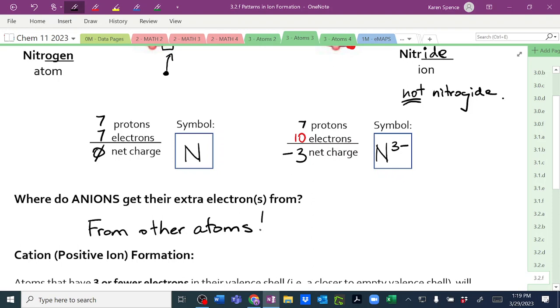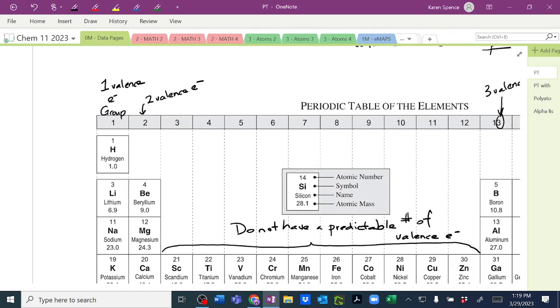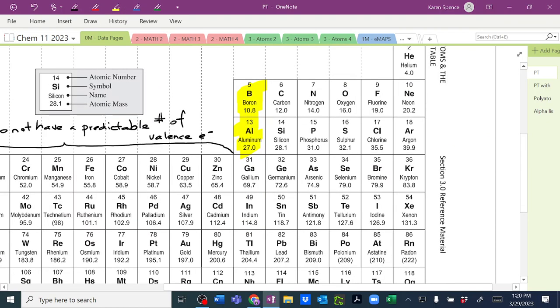What type of element do you think gives the electrons to the anions? Who wants to give away their electrons? When I say type of element, you should think two things. Type of element could be a metal or a non-metal. Who wants to give away their electrons? The metals, because if we look back at our periodic table, they have only one valence electron or two valence electrons, or here we have aluminum and gallium, which have three valence electrons.